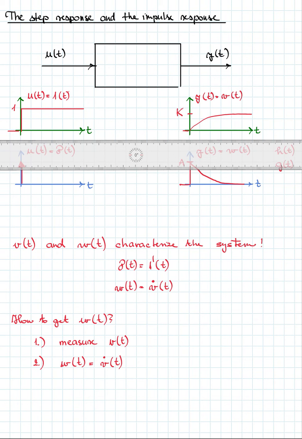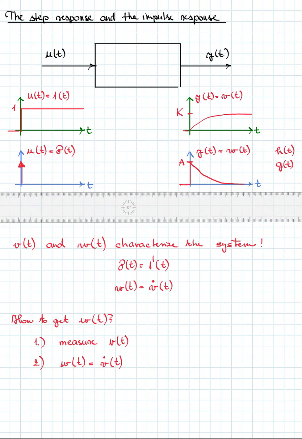So the step response is an important function. That's why we have another separate notation for that. So in that case, the y of t is v of t. If the input is 1 of t, the output is y of t. We can do these measurements quite easily because the 1 of t function generation is very, very simple in real life. So it's very simple to measure the v of t, the step response of a system.